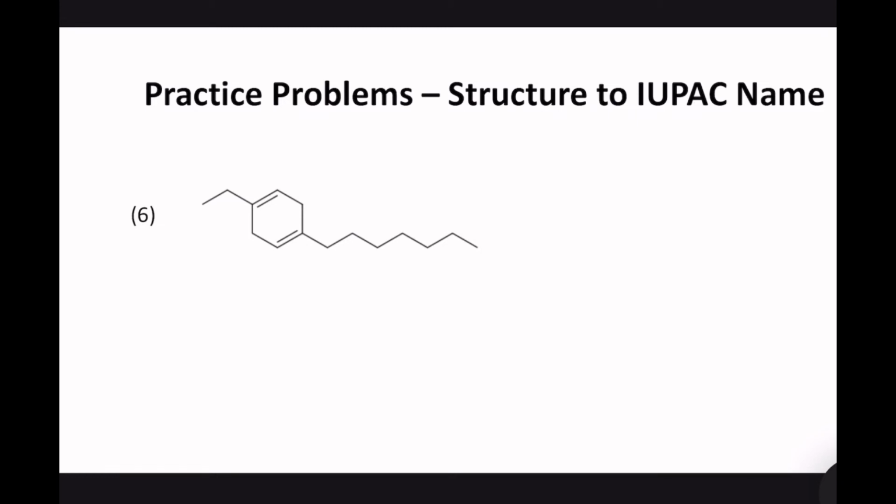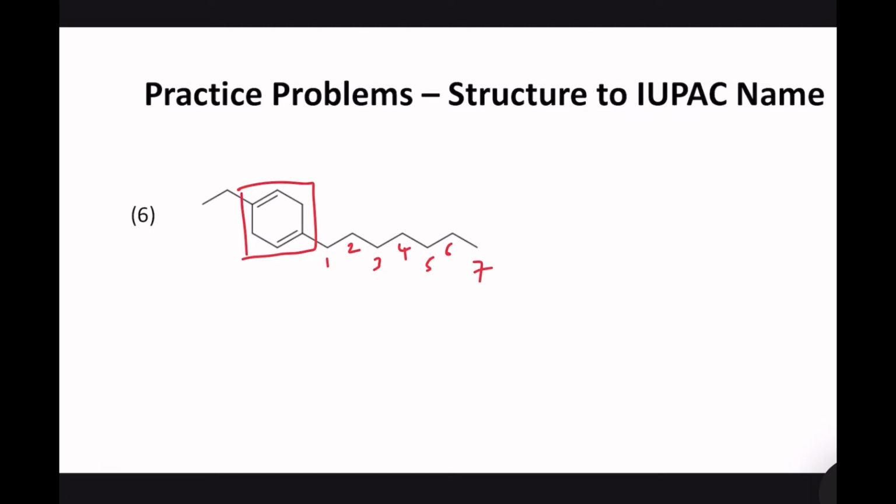If we start numbering from here 1, 2, 3, 4, 5, 6, 7, we have 7 carbon atoms. On the cyclic ring we have 6 carbon atoms. We have to choose this one as our parent chain because that has the double bonds inside the cyclic ring, and therefore that is our parent chain, not the heptyl chain. The heptyl chain will be a substituent and the ethyl group on the other side is also a substituent.